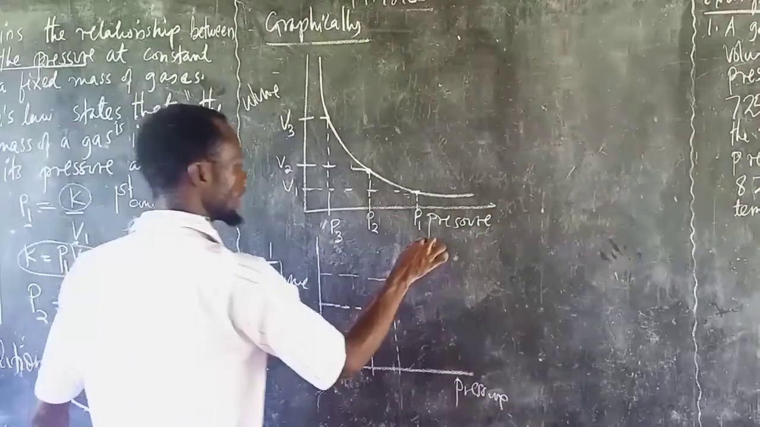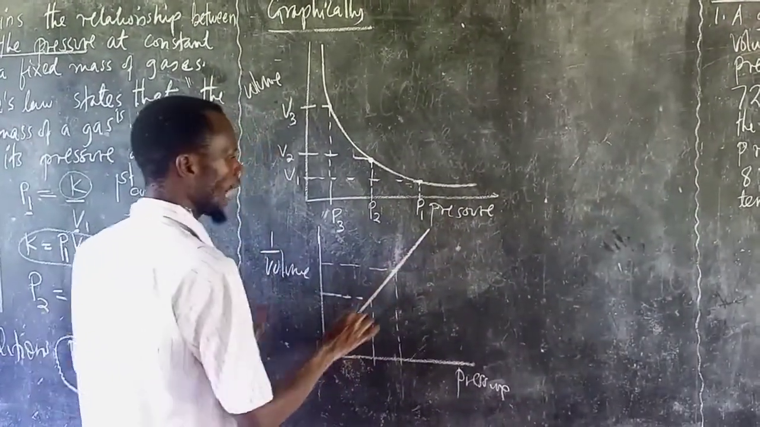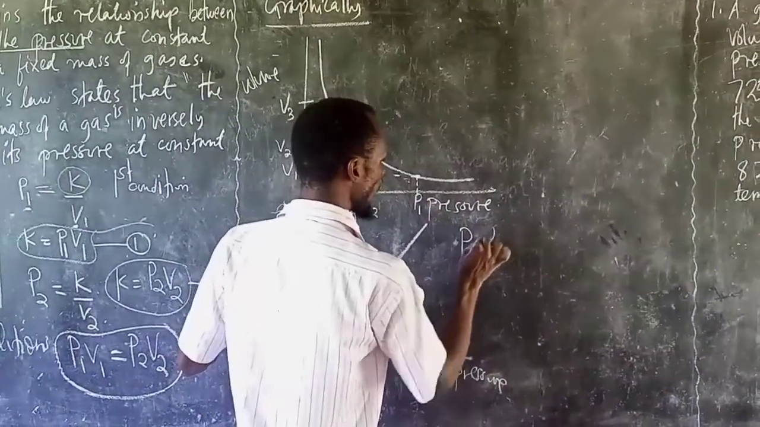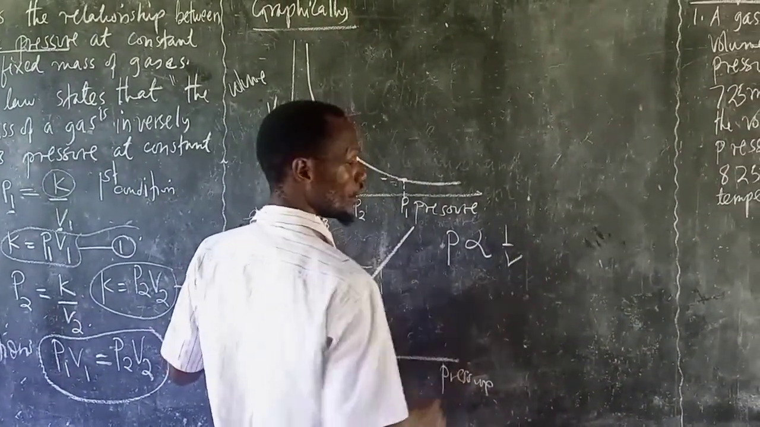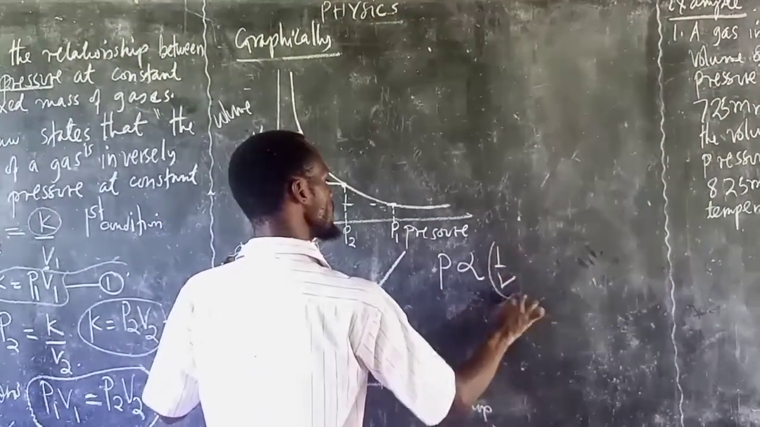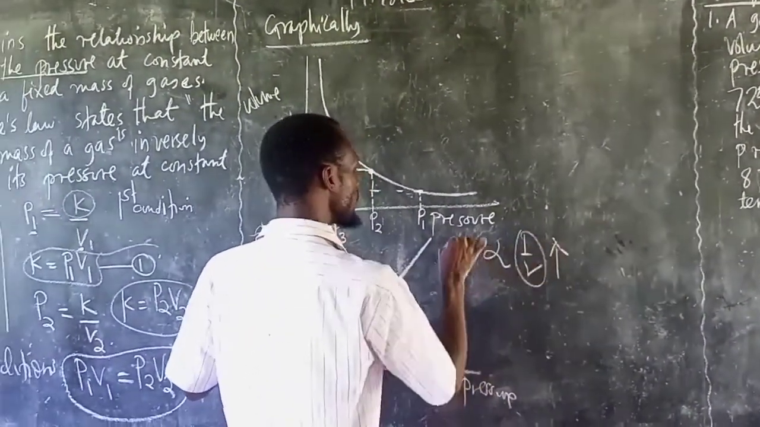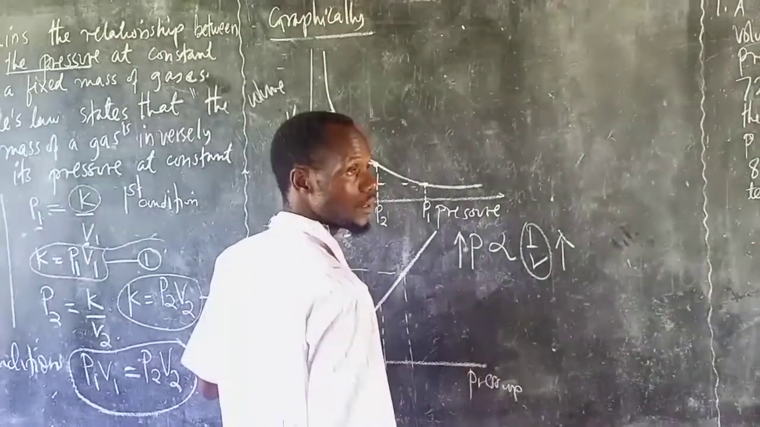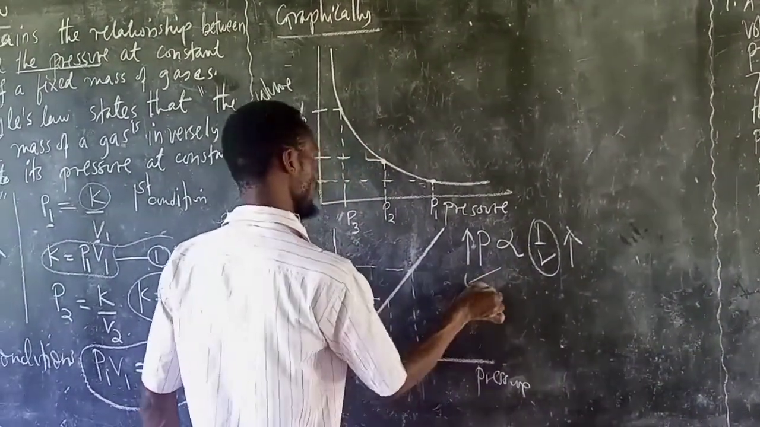So this is the direct proportion. That is what we are saying: pressure is directly proportional to 1 over V. So when you are increasing 1 over V, you are also increasing pressure. So this gives this graph.